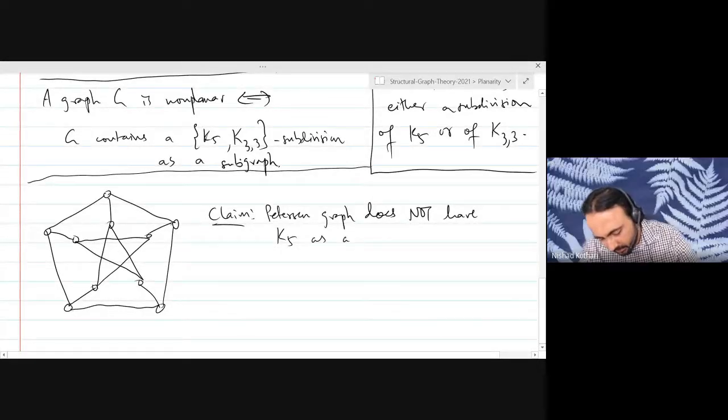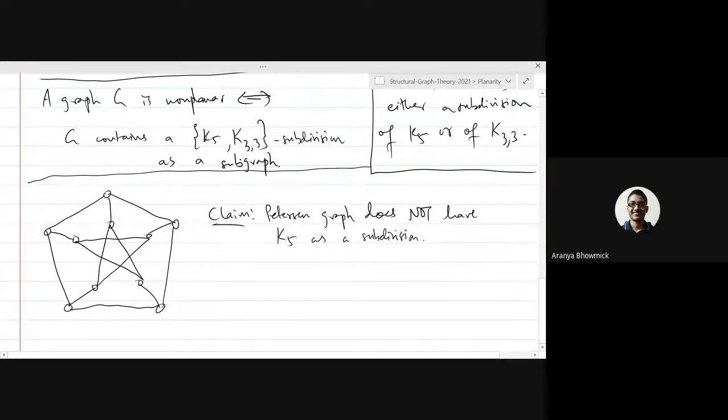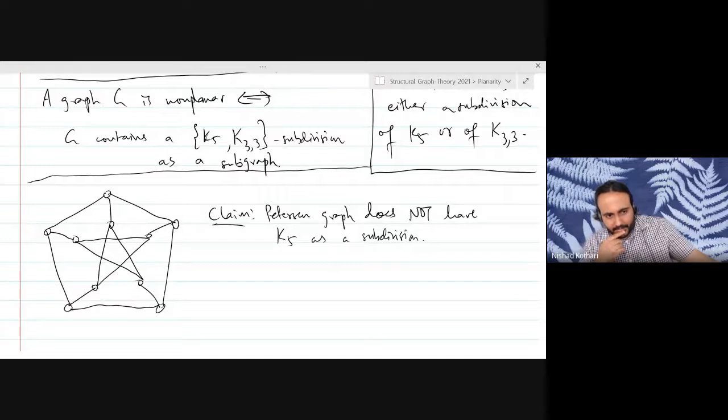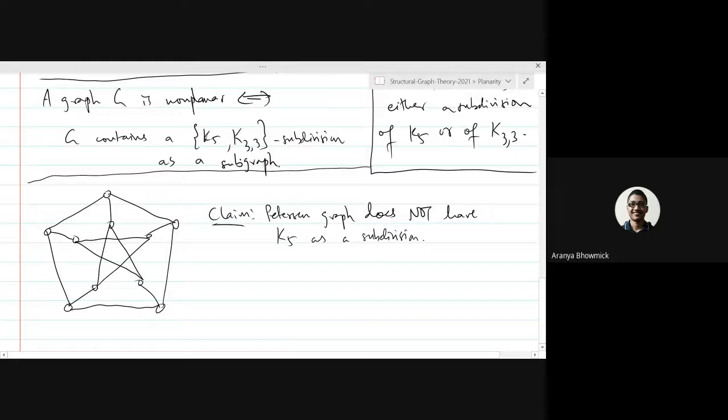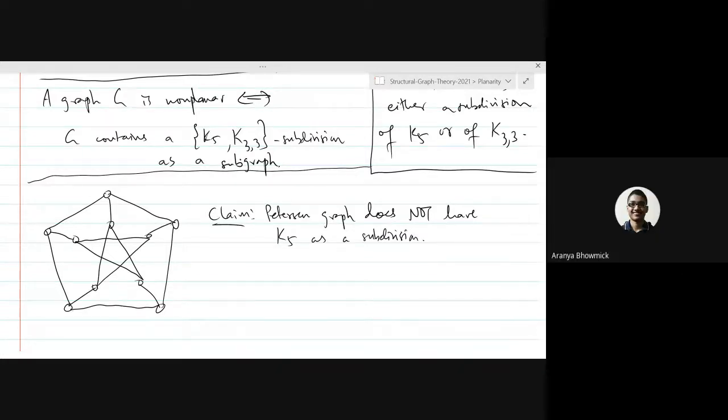Yes, prove it. So K5, first of all, has exactly 10 edges. So if it indeed contains a subdivision of K5, then what will happen? First of all, the Petersen graph can't have K5 simply as a K5. It's a very long proof. Give me a shorter proof. No, sir. Give me a one-line proof. Sir, it is actually a one-line proof.